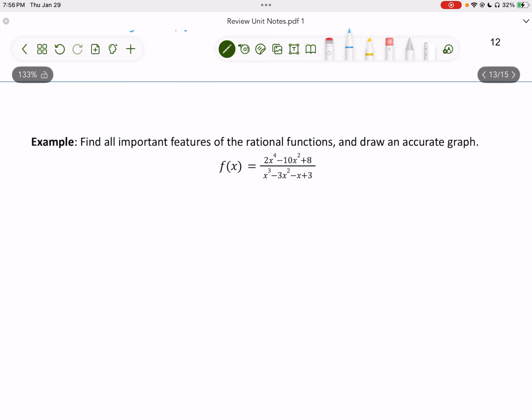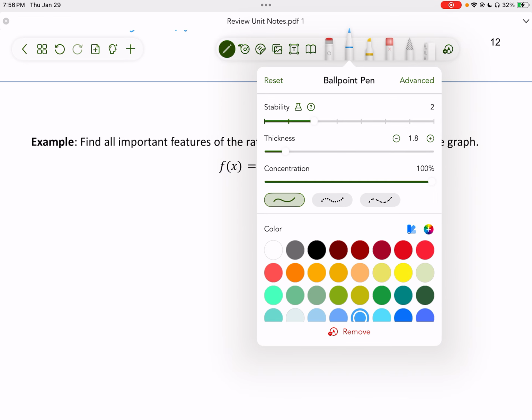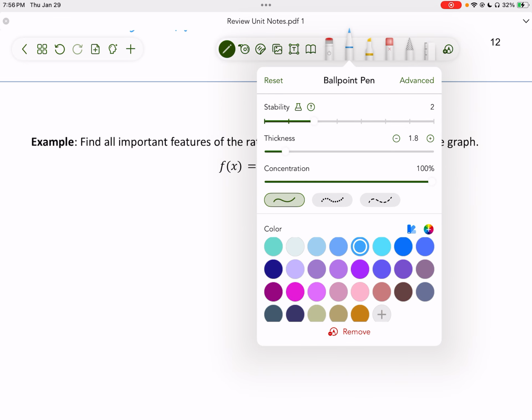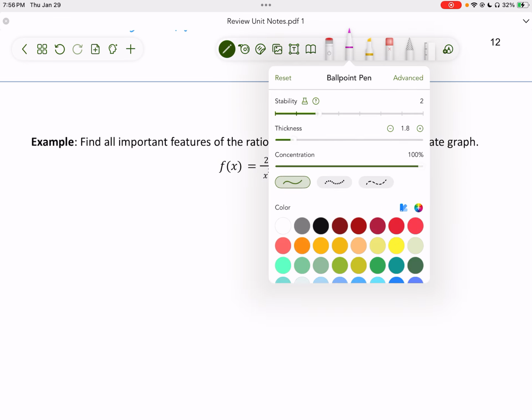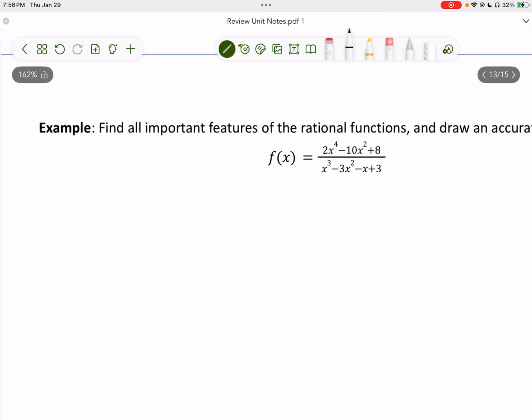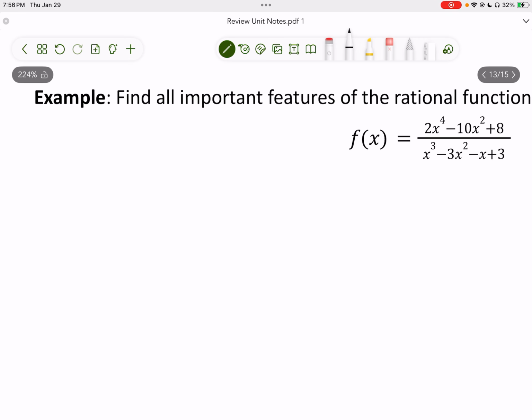Now let's go into putting all this together and find intercepts, asymptotes, and a graph. This one is a little bit trickier than some of the other ones you're going to see, so I'll just go ahead and say that now. You won't have something this complicated on your test, but it introduces another concept that will be important for calculus.